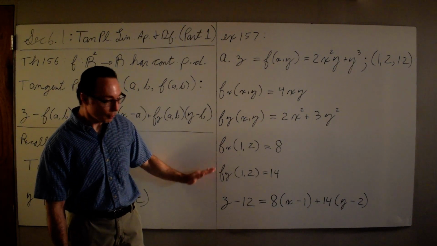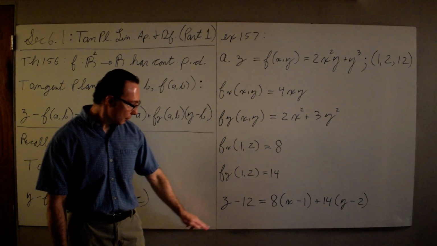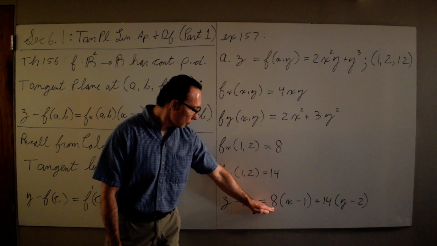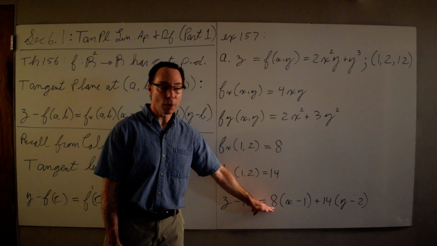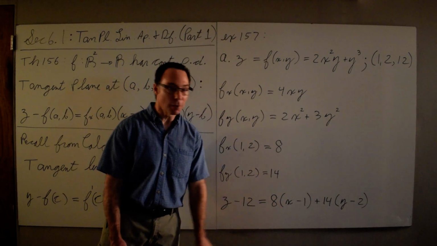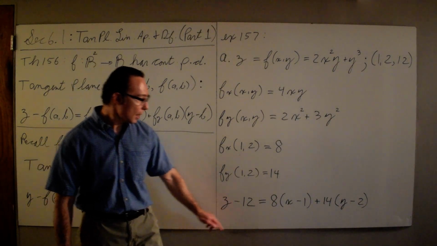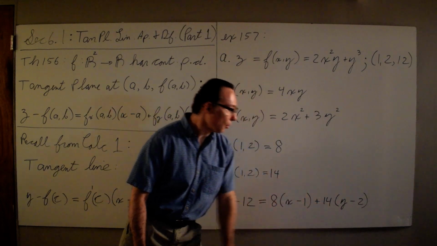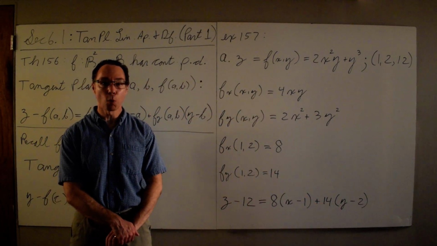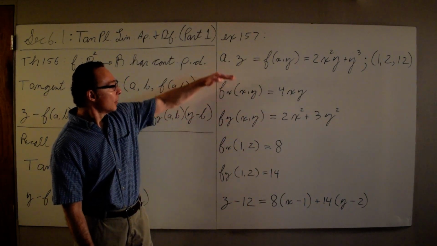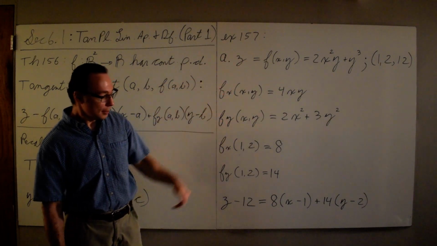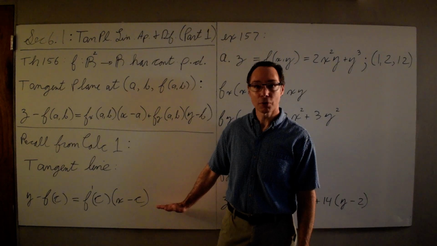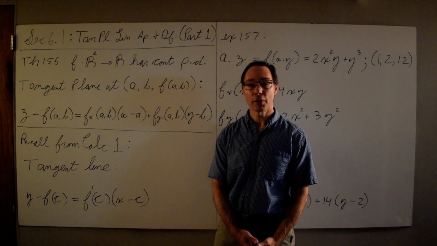So now that we have all of the numbers that we need, we have z minus the z coordinate is equal to the partial derivative with respect to x evaluated at 1, 2 times x minus the x coordinate. And then we have the partial derivative with respect to y at the point 1, 2 multiplied by y minus the y coordinate. And so this process is actually very similar to what you did in Calculus 1. It's just that we have more variables to work with.